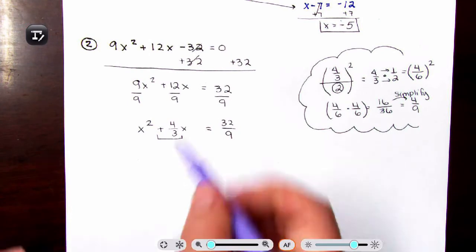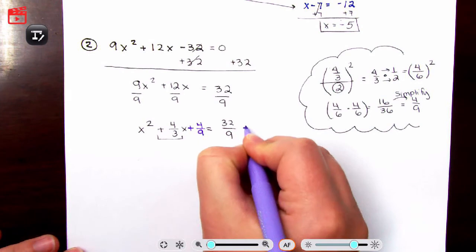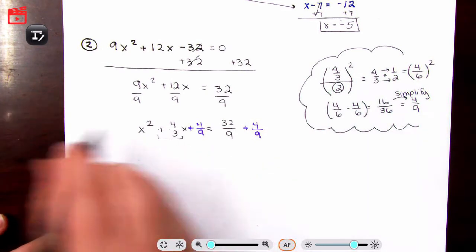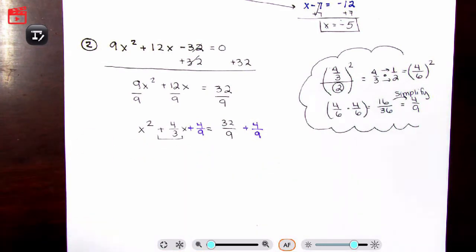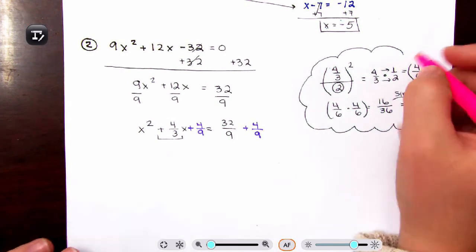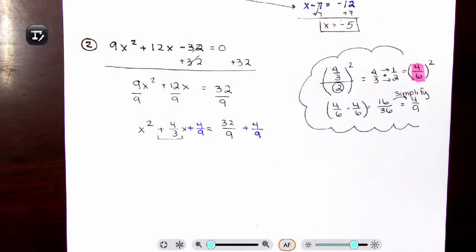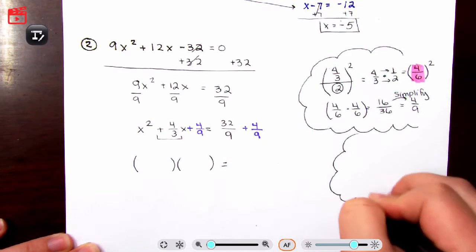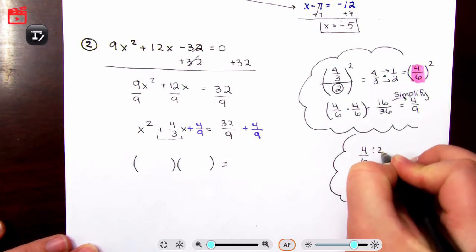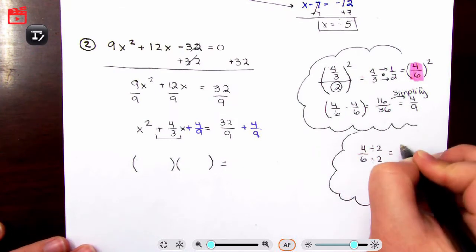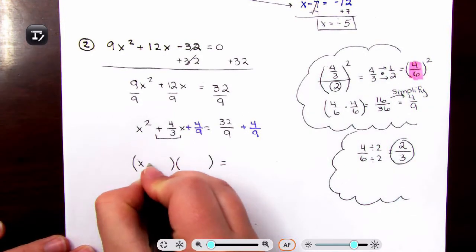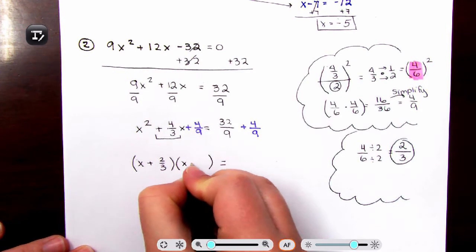So we take that here. We're going to add that to both sides. Now don't worry about the fractions. They're okay. Remember my cheat secret over here. The value you had before you squared it, that's going to be your 2 factors for your factored form. Now in this case, 4/6 does need to be simplified because 2 can go into 4 and 2 can go into 6. So we have 2/3 is what we have. So we have x plus 2/3, x plus 2/3.